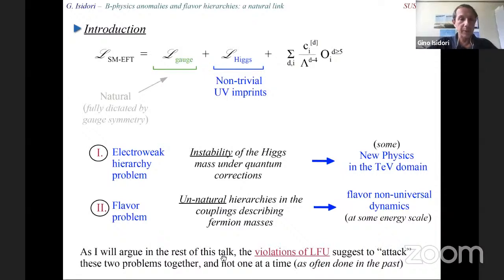So what I will try to argue in the rest of this talk, after this general introduction, is that the violation of lepton flavor universality, and also the hints that now come from the higher-dimensional operators describing the data in B physics, are possibly telling us that we have to tackle these two problems together. Not only care about the stabilization of the Higgs, but also care about non-universal dynamics. This is something different from what has been done, at least until a few years ago.